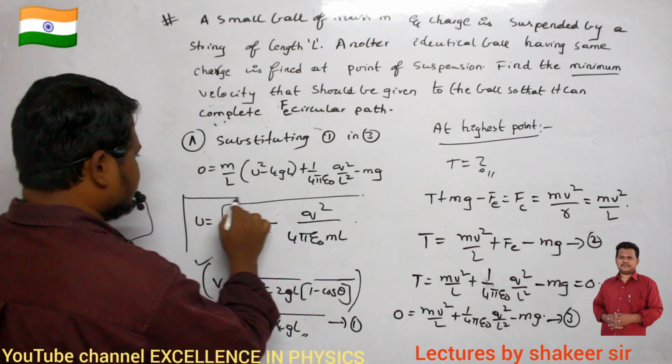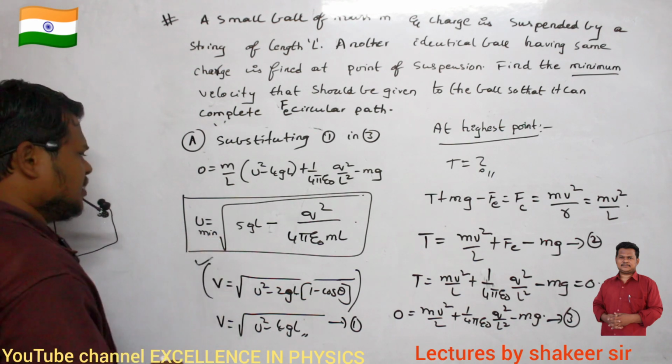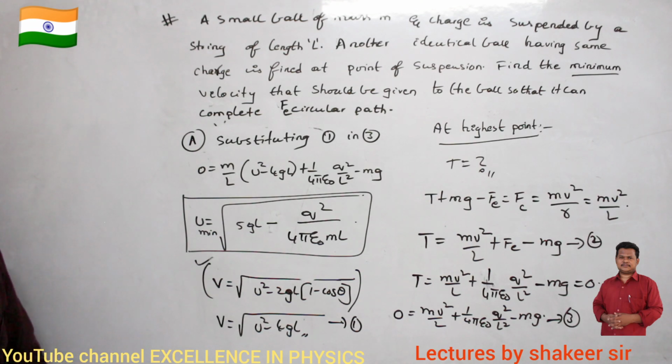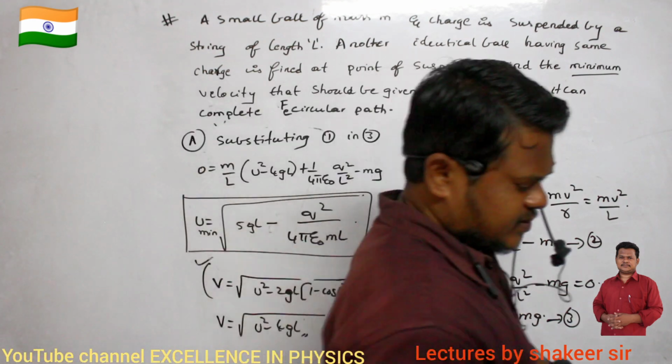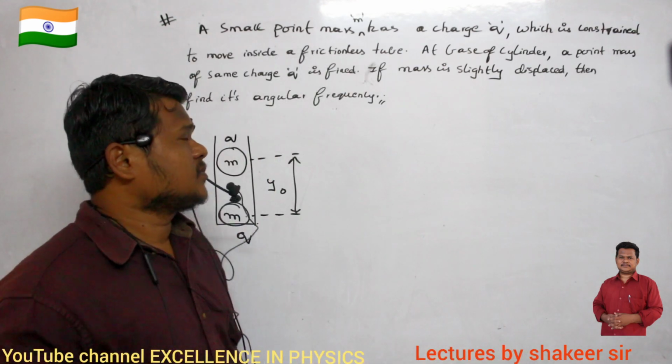So this is our equation for the minimum initial velocity required so that this charge can complete a circular path. Okay? That's all. That is our answer. Understood now how we have done this one? That's all. Very simple. Are you able to understand what is happening here?